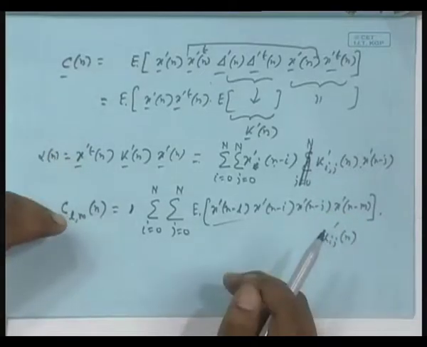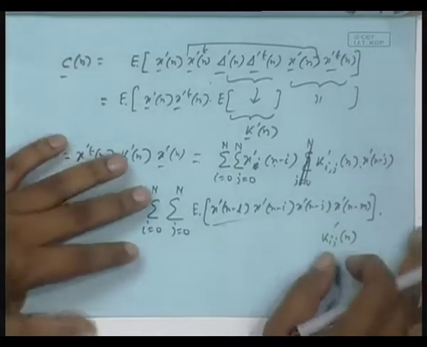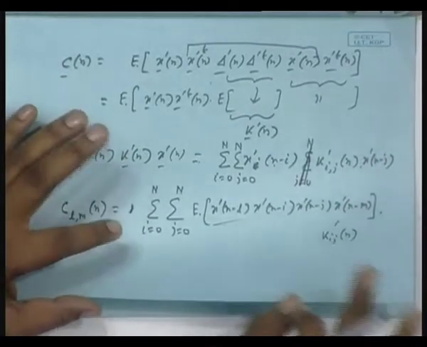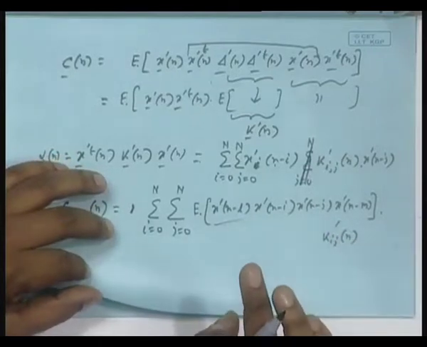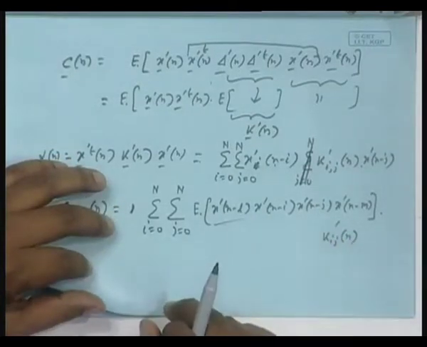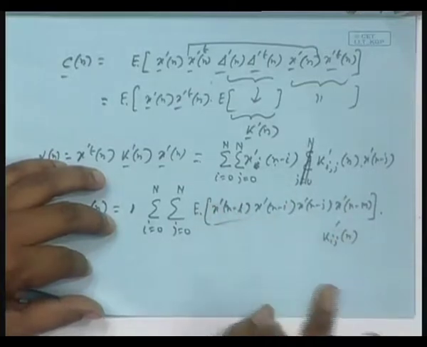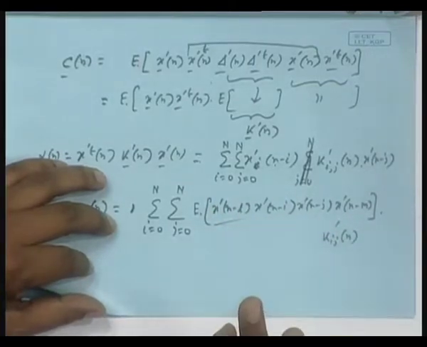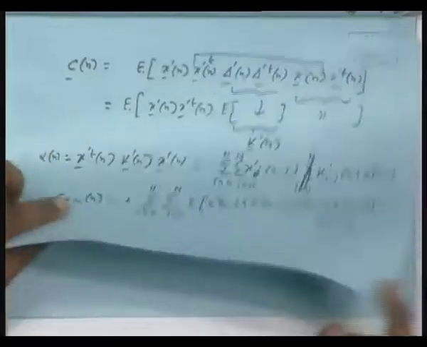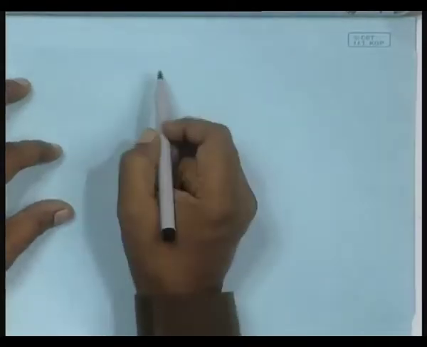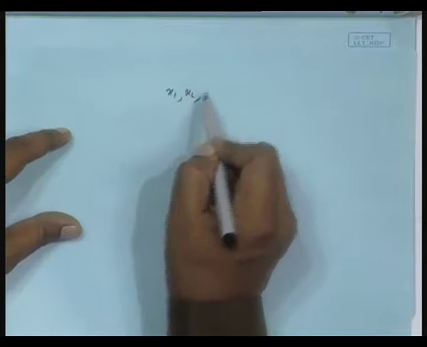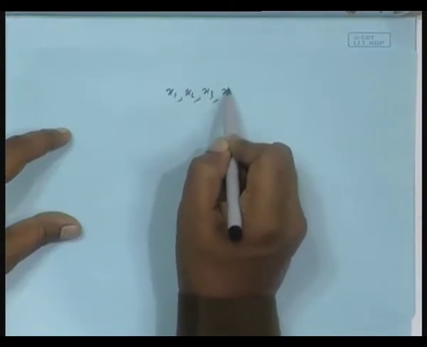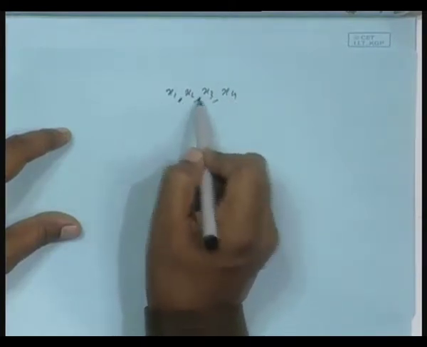I will not prove that. If you are interested, you can see my NPTEL lectures on probability and random variables. These are derived, not very difficult. I will only quote you a result first from probability and statistics on the expected value of a product of 4 terms which are jointly Gaussian. Suppose you have 4 variables, x1, x2, x3, x4, and suppose they are jointly Gaussian.